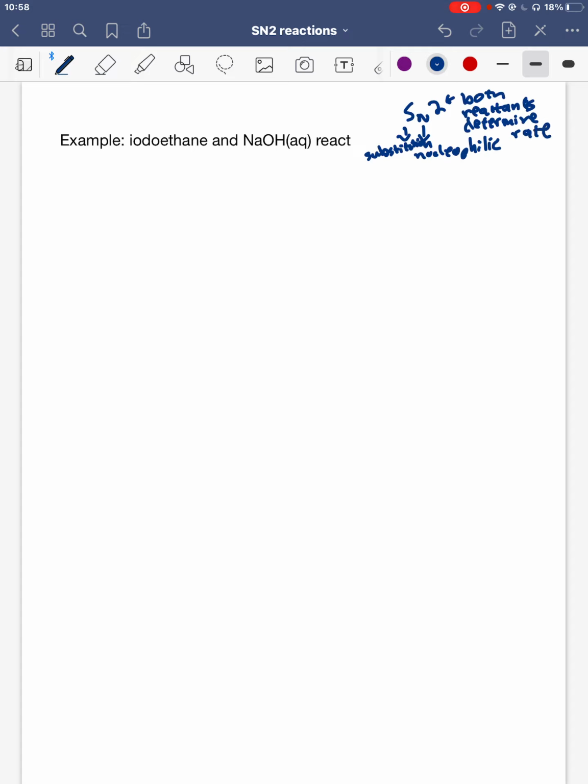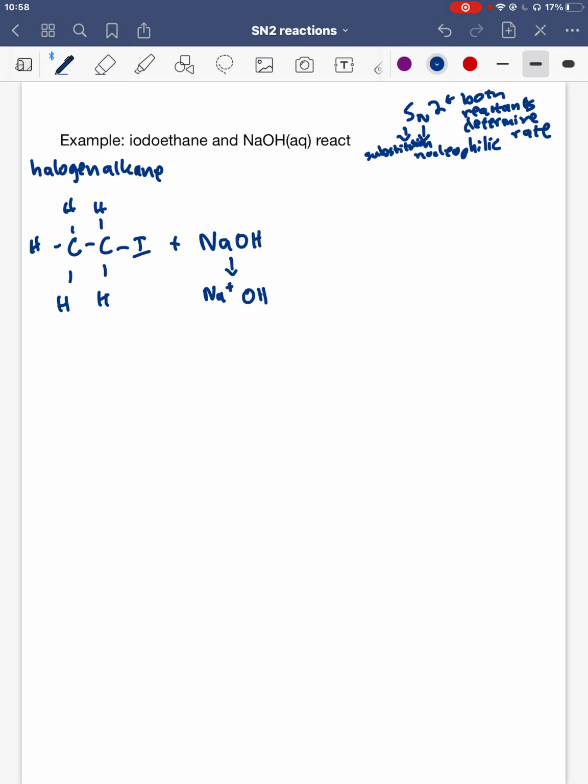All right, so I have an example here, iodoethane and sodium hydroxide. Let's take a look at that. Iodoethane: ethane, 2 carbons with an iodine atom attached. I do indeed have a halogenoalkane here. And NaOH, aqueous, so that means in solution. It breaks up into its ions, sodium and hydroxide.